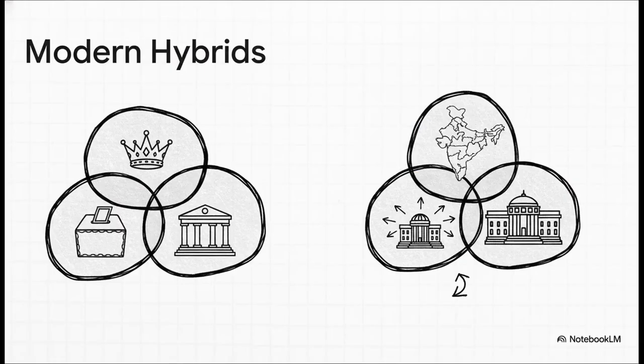And these combinations can get pretty wild. I mean, take the UK. It's a democracy with a parliamentary system, but it's also technically a monarchy with a ceremonial king. Or look at India. It's a democratic republic with a parliamentary system, but it also mixes federal ideas, where power is shared with the states, and unitary ideas, where the central government still has a ton of authority.